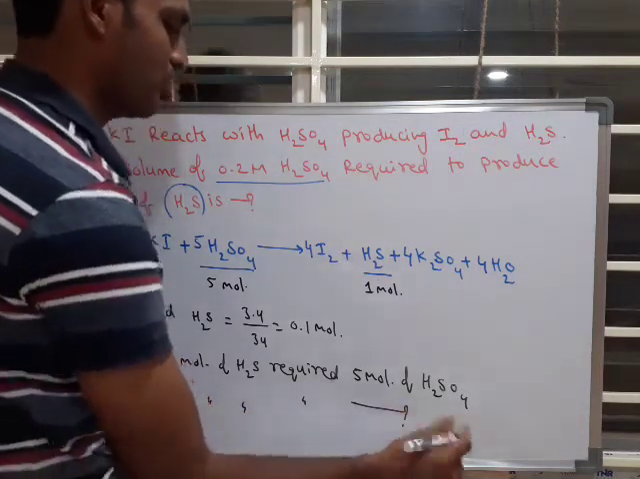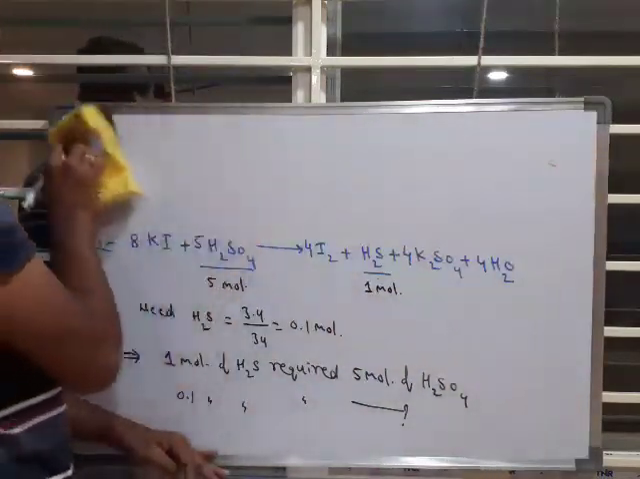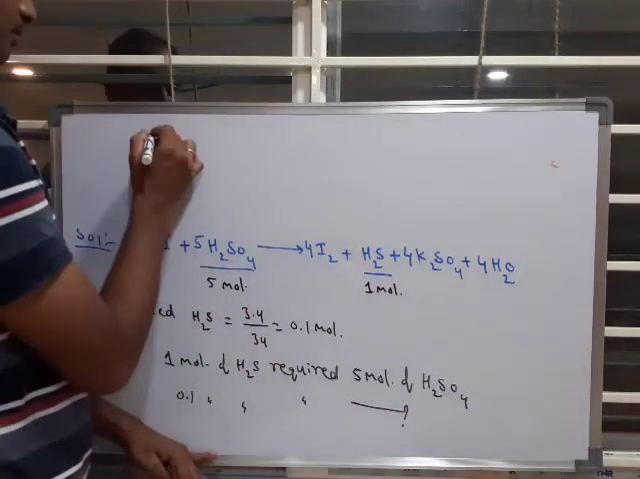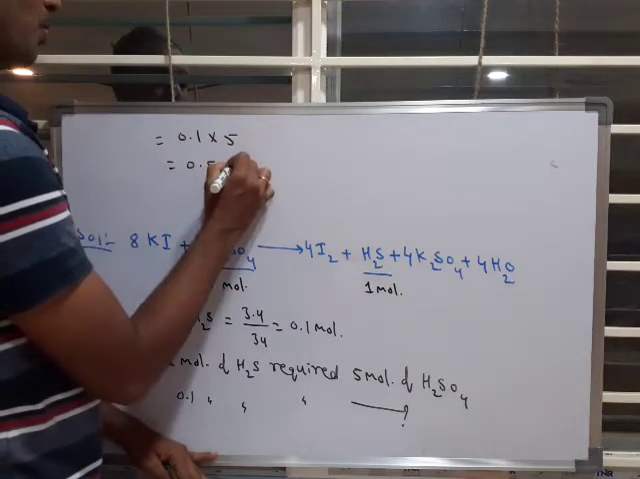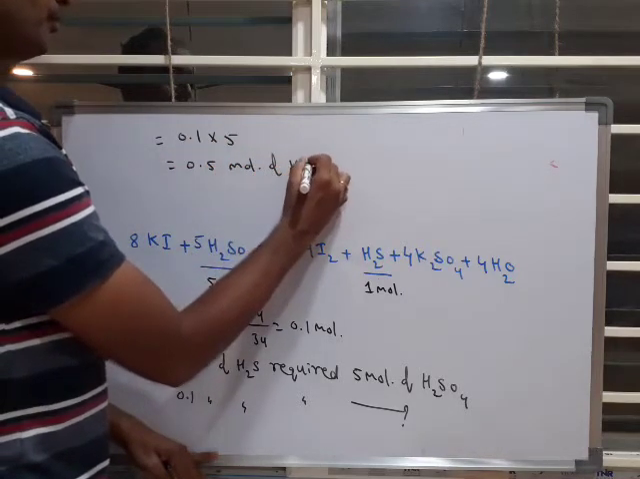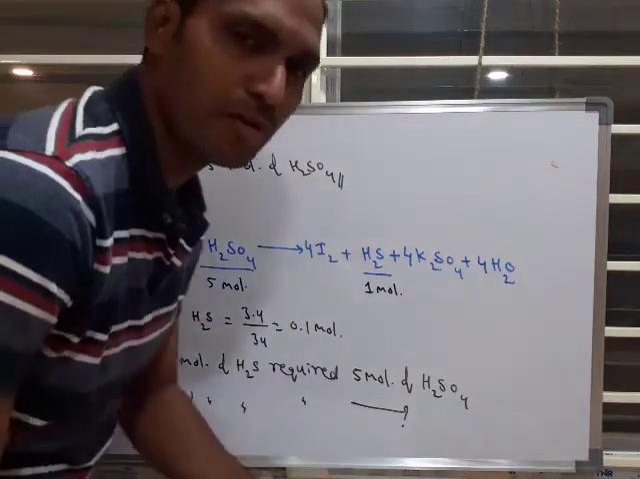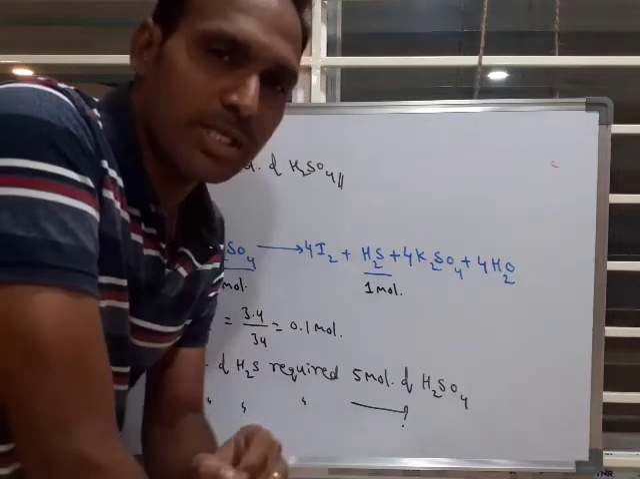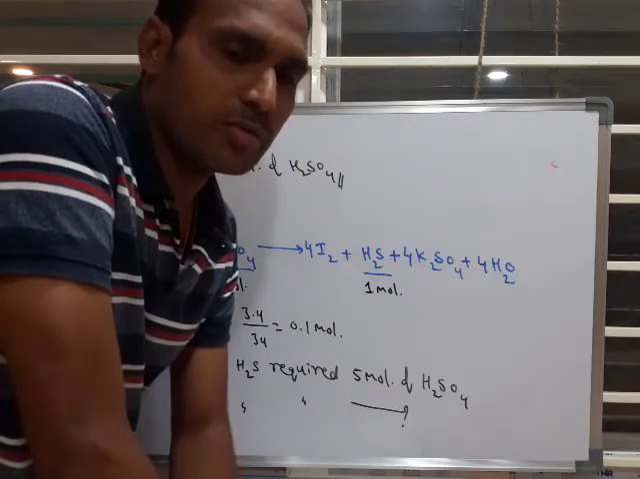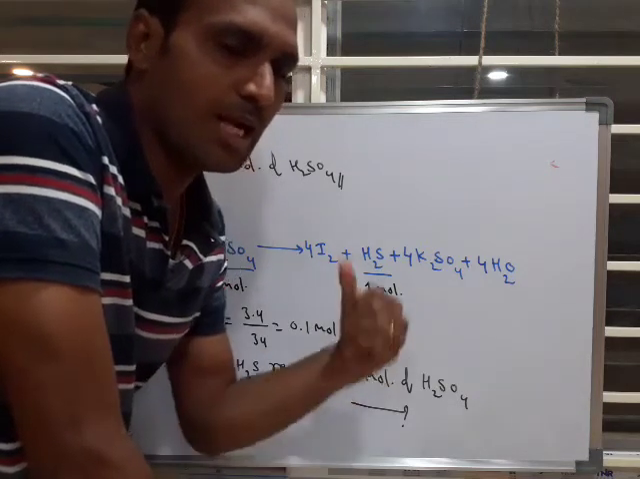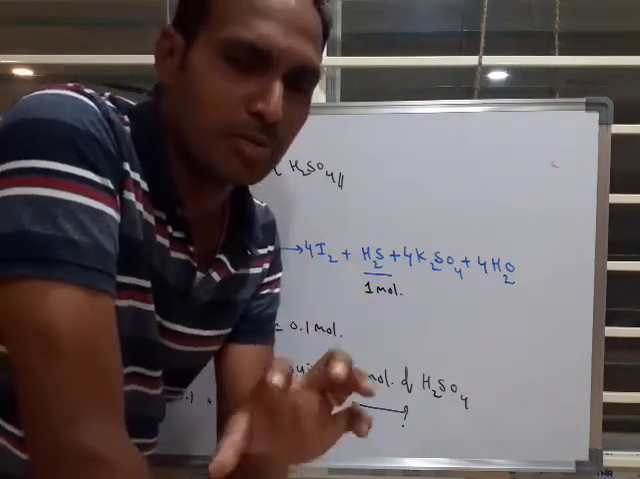It is 0.5 mole of H2SO4. So 0.5 moles is important. Actually, what is the question? In the question, we have to find the volume of H2SO4. So we have to convert moles to volume. This is an important point, and normally we convert moles to volume.